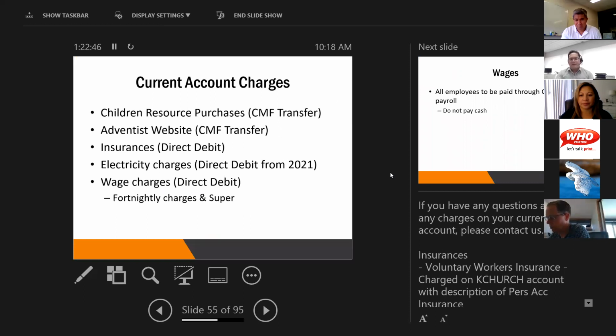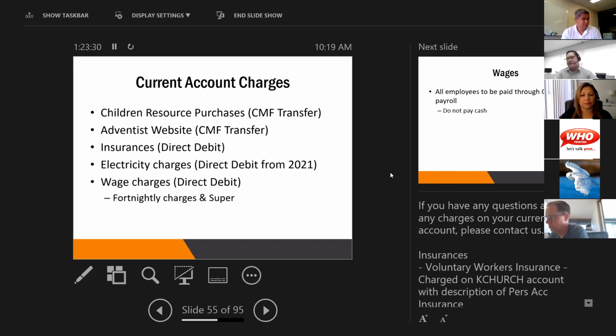Okay, so what I was saying is those are the typical types of expenditure or charges that we pass on to our churches. Children's ministry resource center, which is paid via a CMF transfer, and Adventist website fees, which also need to be paid by the treasurer via CMF transfer. There are insurances, electricity charges from 2021, and wage charges. Those three types of expenditure are direct debited.